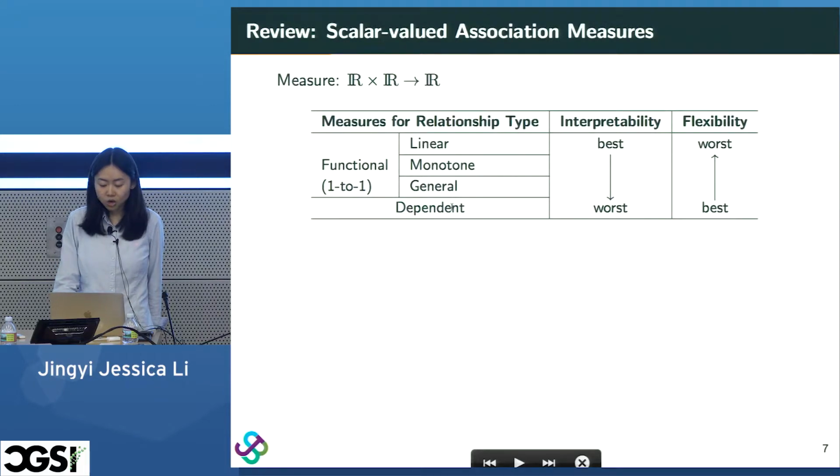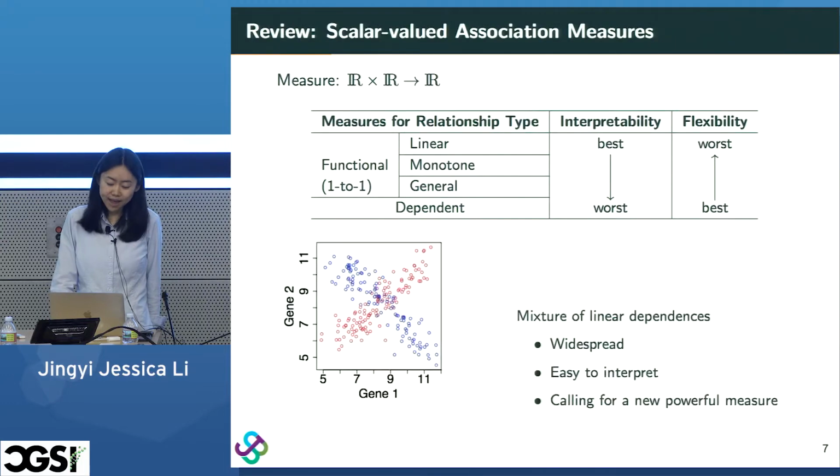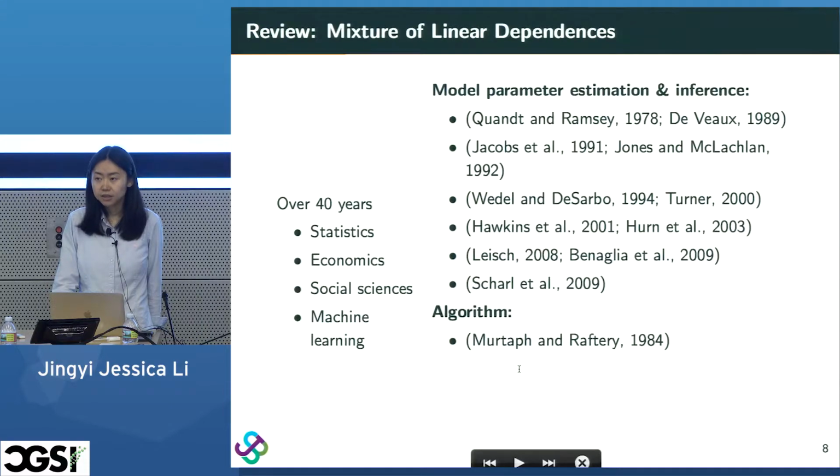Okay, so we are motivated by the fact that a mixture of linear dependencies is widespread, easy to interpret, but we do not have a powerful measure to capture it. So this leaves room for research. Over 40 years, in many fields like statistics, economics, social sciences, and machine learning, there are many papers about capturing mixture of linear dependencies.